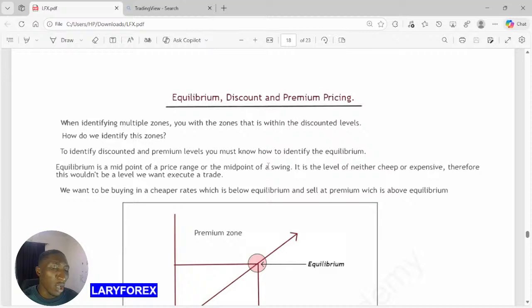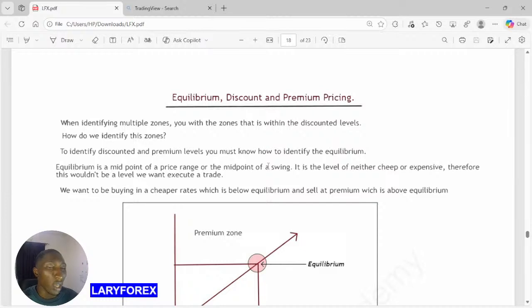But to mark out our supply and demand zones, does that mean that anywhere we see an indecision candle, we should call it a supply zone? No, that's what brings us to equilibrium, discount, and premium levels. So what is an equilibrium? An equilibrium is the center of any movement. The center, the middle, is what we call an equilibrium.